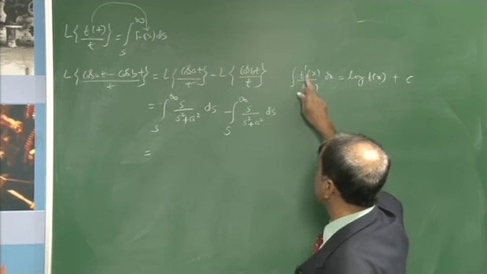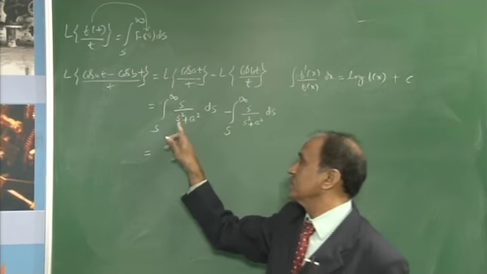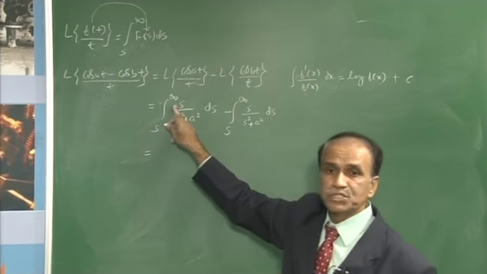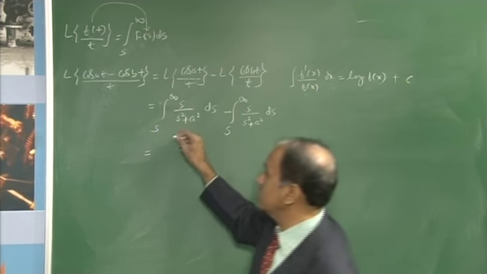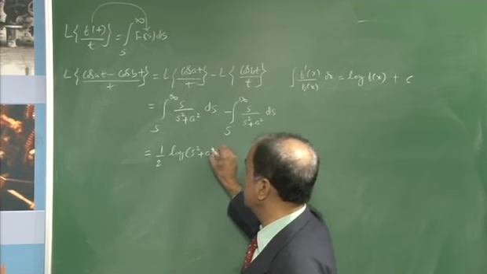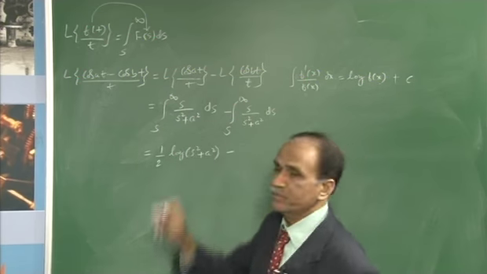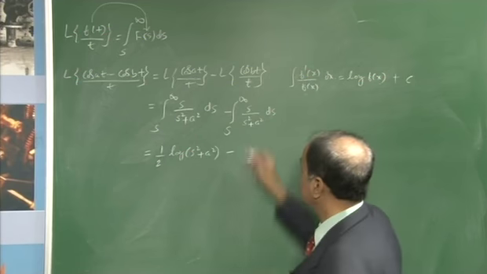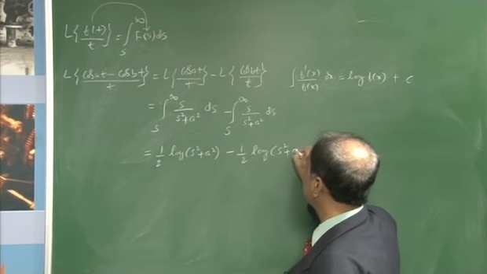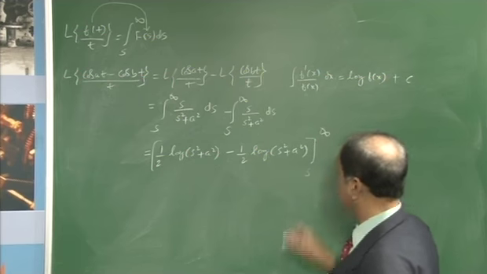So, f dash x is the derivative of f x. Now, the derivative of the denominator, that is s square plus a square, is 2s. 2 is not there, so you have to divide. Therefore, 1 by 2 log of (s square plus a square), with limits s to infinity, and the second one, that is 1 by 2 log of (s square plus b square), also between s to infinity.